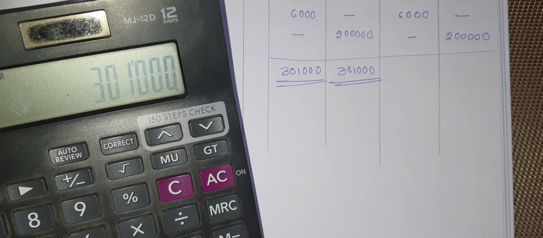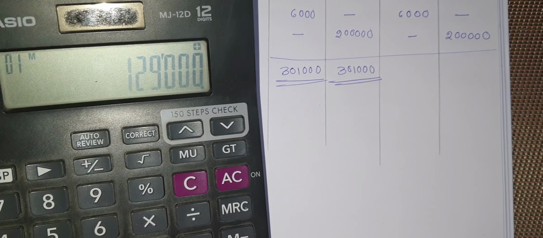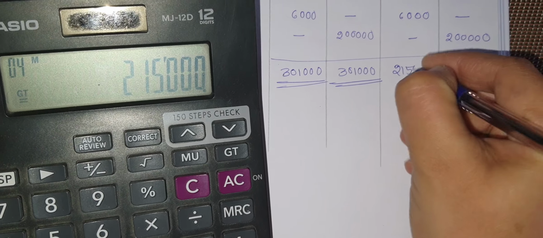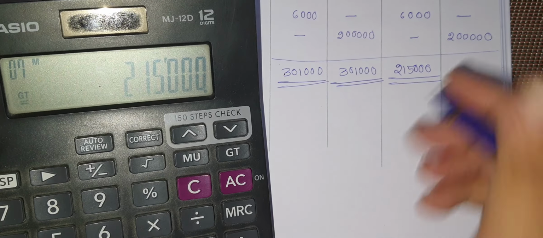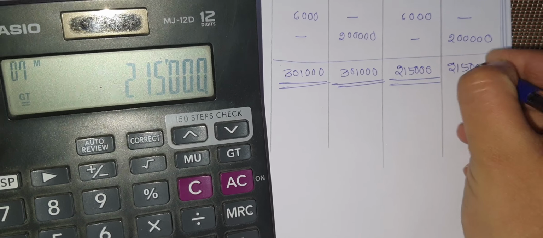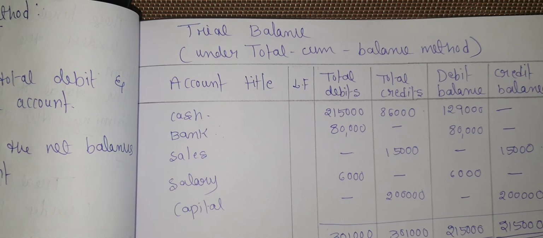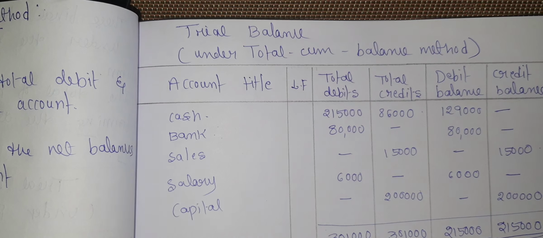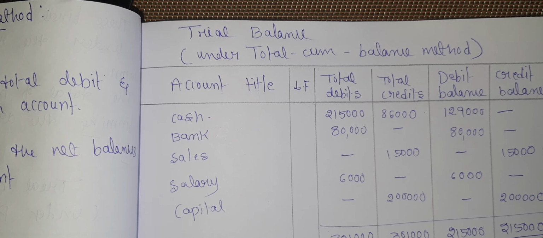Next, balance method. Debit balance 1 lakh 29, 80,000, 6,000, that is 2 lakh 15,000. Credit balance 15,000 and 2 lakh, that is 2 lakh 15,000. Okay, in this way we have to prepare the trial balance under the total cum balance method.